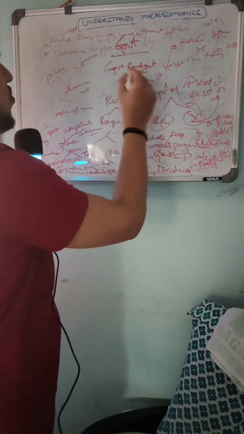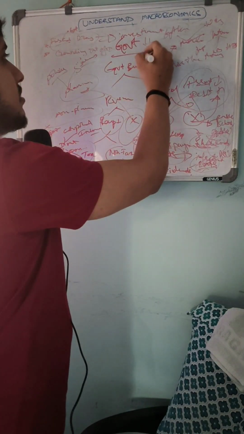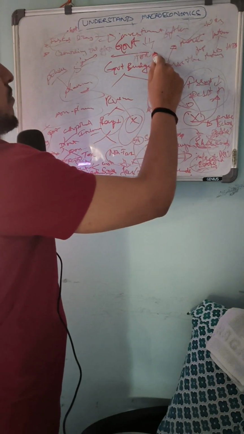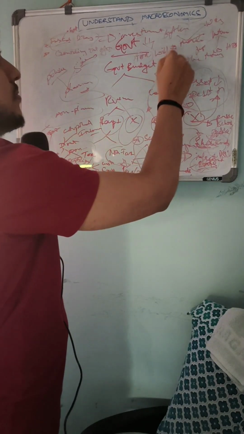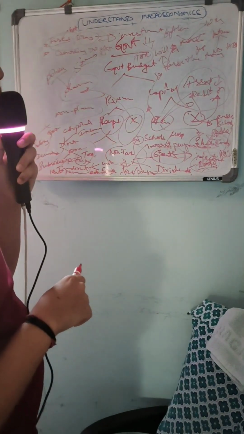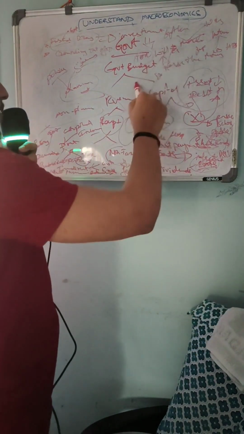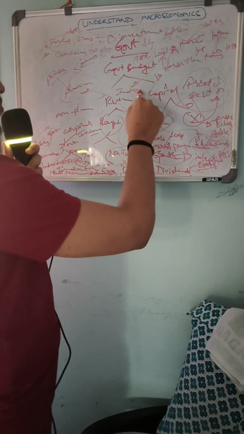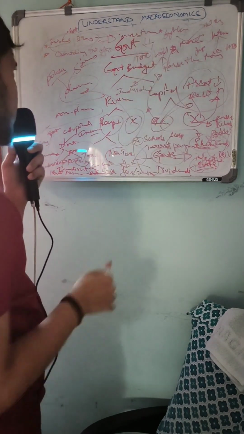In fiscal drag, the purchasing power of the people with increasing income is going to reduce, because if your income increases, the tax will be increased also. So the disposable income with the individual is going to reduce.